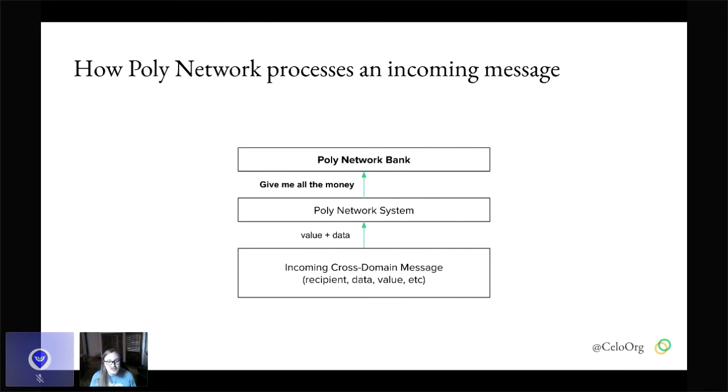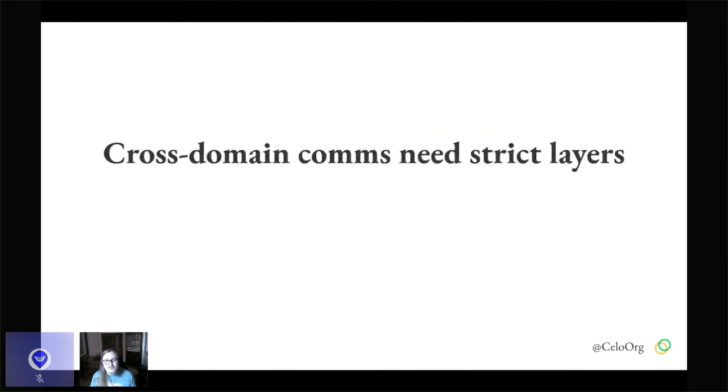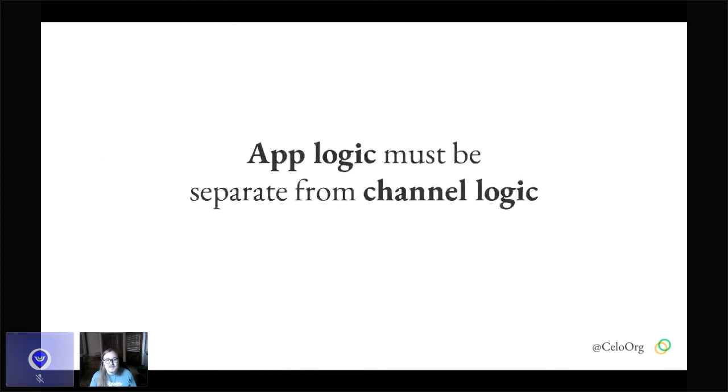So the issue here is that cross-domain communications need strict layers. There needs to be a very strict separation between the communication channel and messages coming over it and the local system. Poly Network conflated the communication and the local stuff, and this allowed a message coming in over the wire to steal admin credentials, to use the system to get admin access to the bank. The system should have prevented this by making a separation, a layer, app logic versus channel logic.